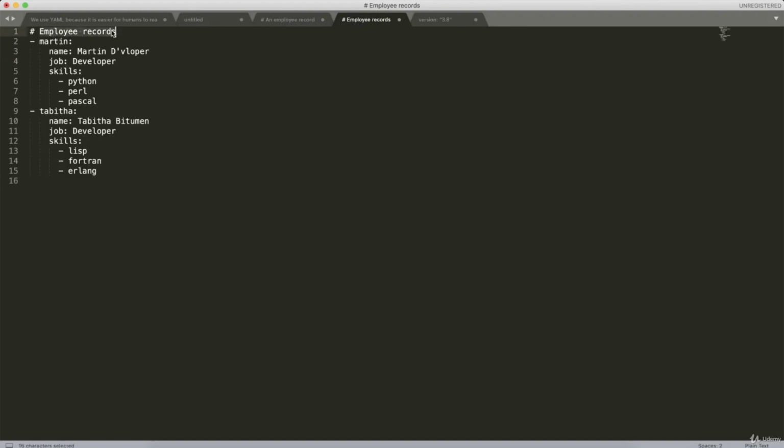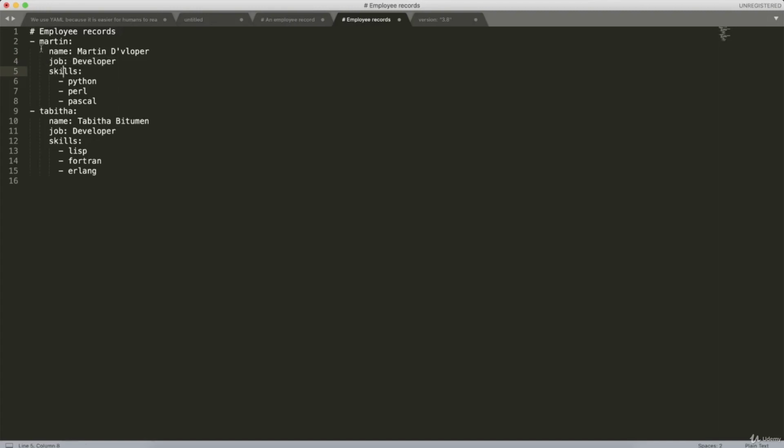Now employee records. Now you can see that we put the dash here, which means we will use a list. So this is the first list and this is the second list. Okay, so far so good, right? Now for the first list, which is this one, we have Martin with a colon. Now all of that, as you can see, is subjected under Martin. And how did I know that? Actually, by looking here, you can see that we have 2 spaces. So from here, 1, 2, now the name, 1, 2, the job, 1, 2, the skills.